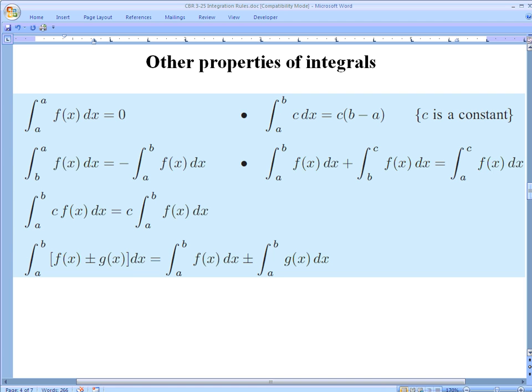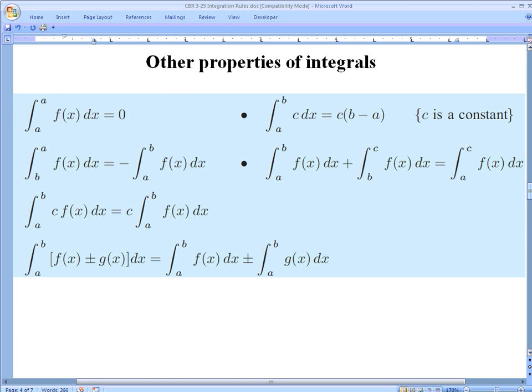So the first one's pretty obvious. It says that our boundaries are a to a. So when we do our fundamental theorem of calculus, you're going to end up doing the antiderivative of f. You're going to plug in an a, and then you're going to subtract that exact same thing. And that, of course, is going to be 0. So that one is obvious.